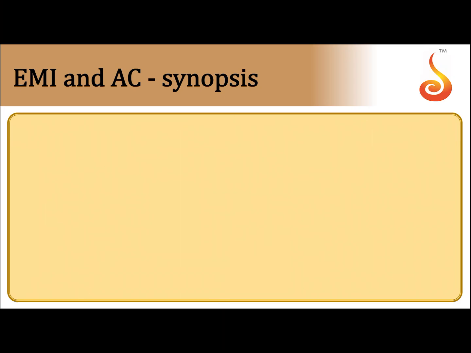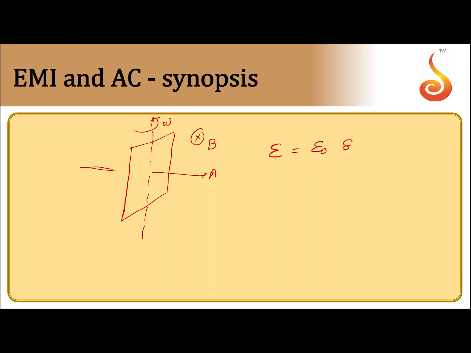Now if you take, for example, a coil, and if you make that coil rotate in a uniform magnetic field, let's assume that this is the axis about which you make it rotate, there is an inward magnetic field assumed, and you are making it undergo rotation, then the area vector associated with the magnetic field goes on rotating, and the EMF induced in the coil is given by E naught sine omega t.